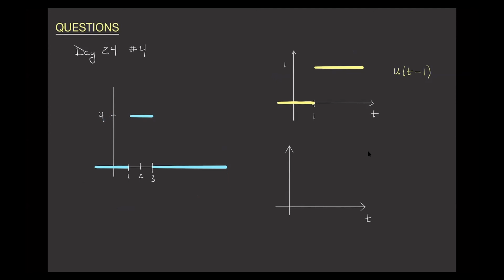that might be the first adjustment we make. If we want it to be 4, let's say, so that it goes like this, that would be 4 times u of t minus 1. All right, so that gives the right height there. But then what we want is for it to also not just stay at 4 forever, but jump back down to 0. So what we need to do is essentially take away 4 at some point. But we only want to take away 4 starting at 3.